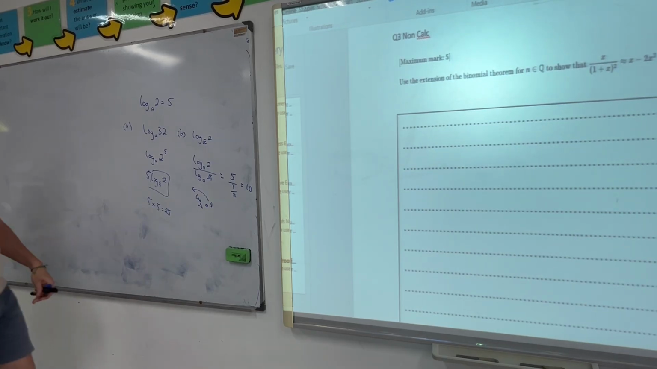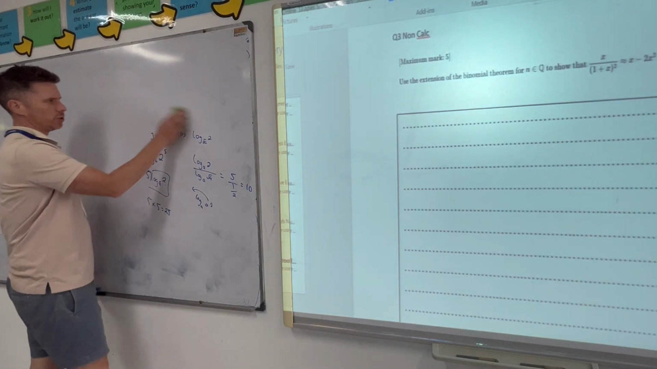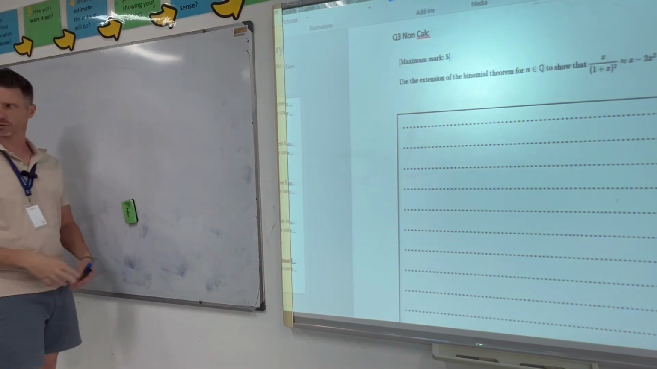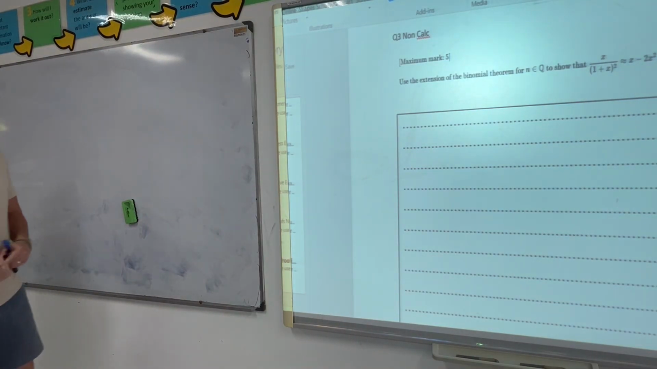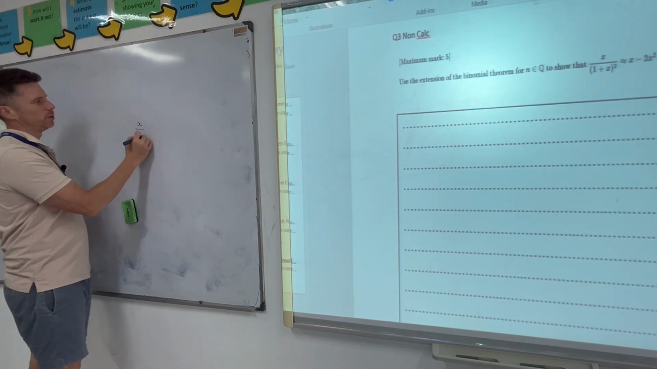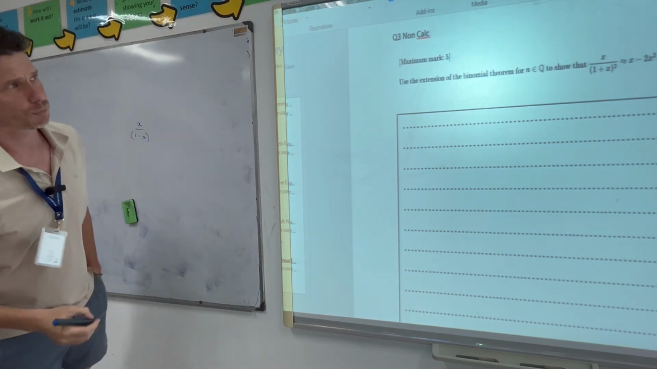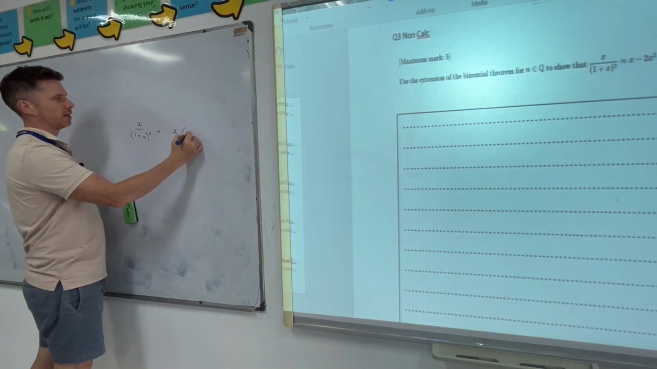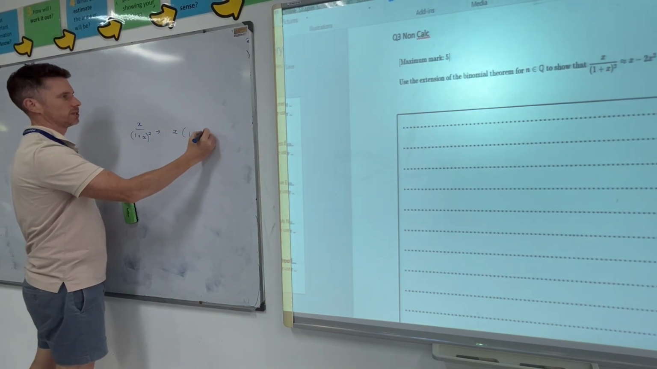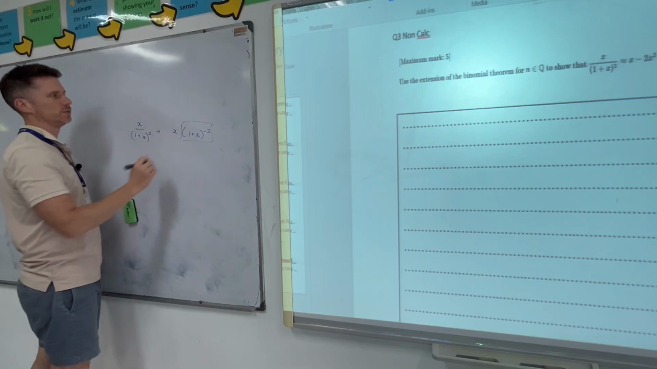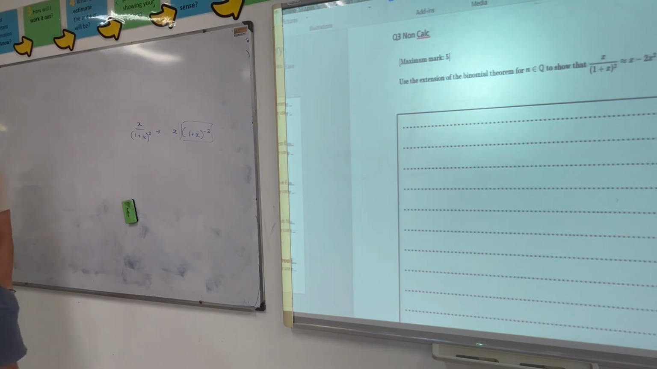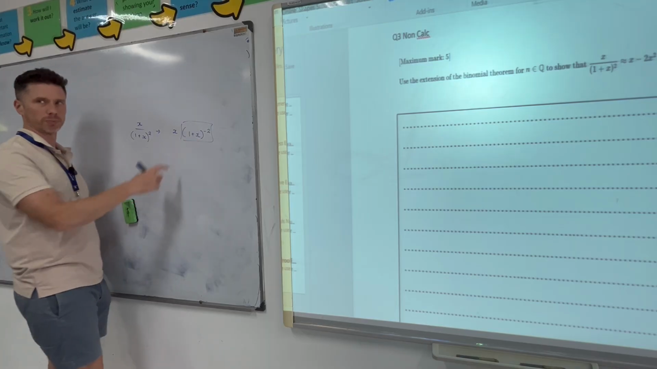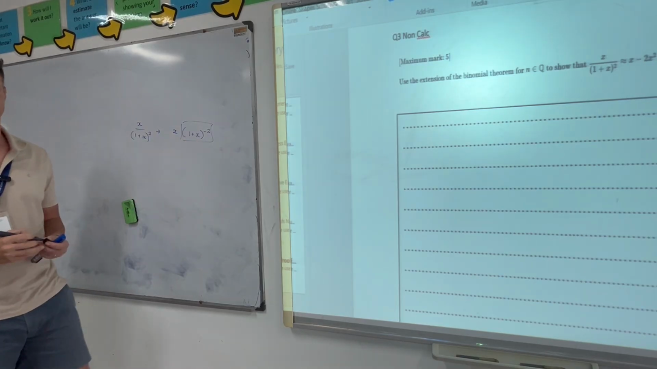The extension of the binomial theorem, I think once you knew what to do, was pretty straightforward, but you may have panicked if you saw it and you didn't know what to do. A quick rewrite of it, if you got x over 1 plus x, squared, you can rewrite this as x times 1 plus x to the minus 2. And this is my binomial I can use the extension of. Go straight to the formula booklet, and it's already in 1 plus, so that's useful.